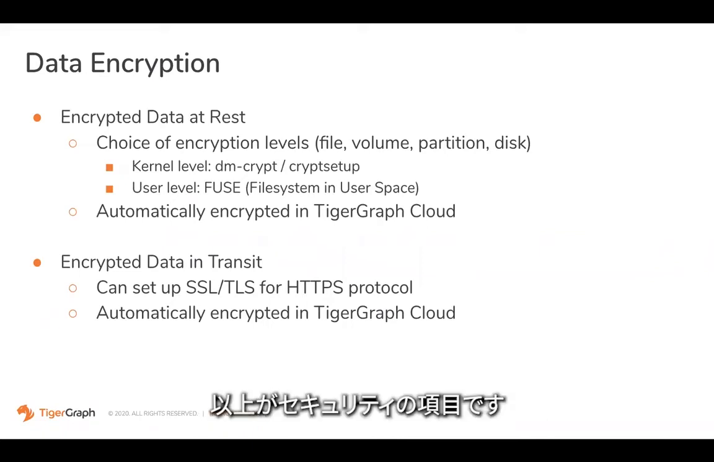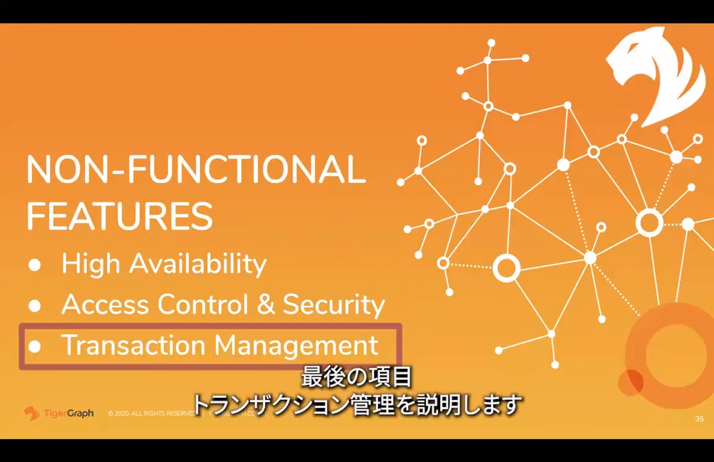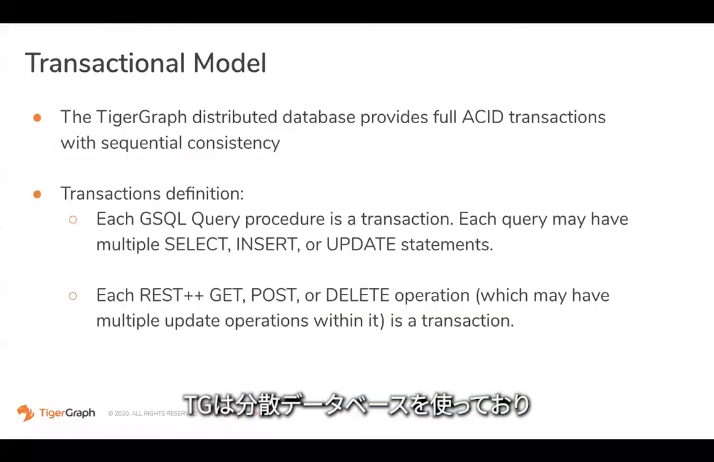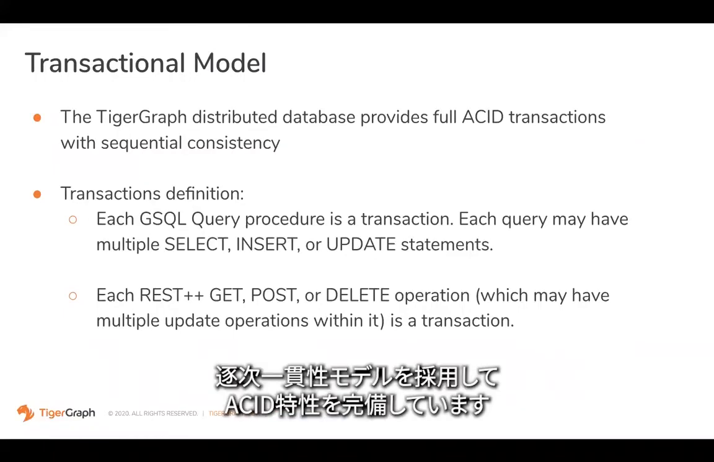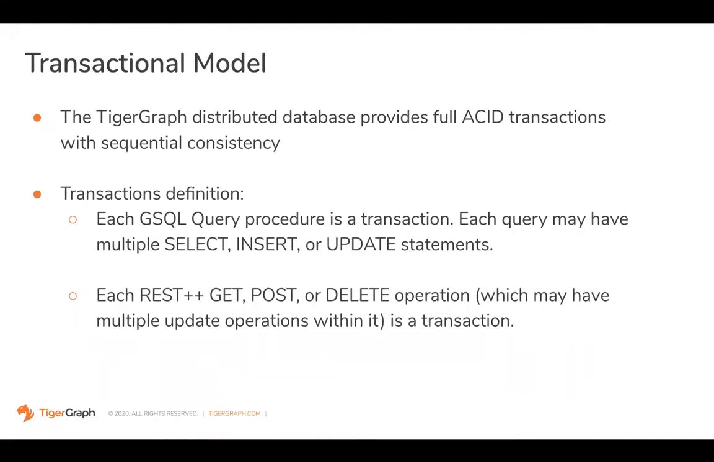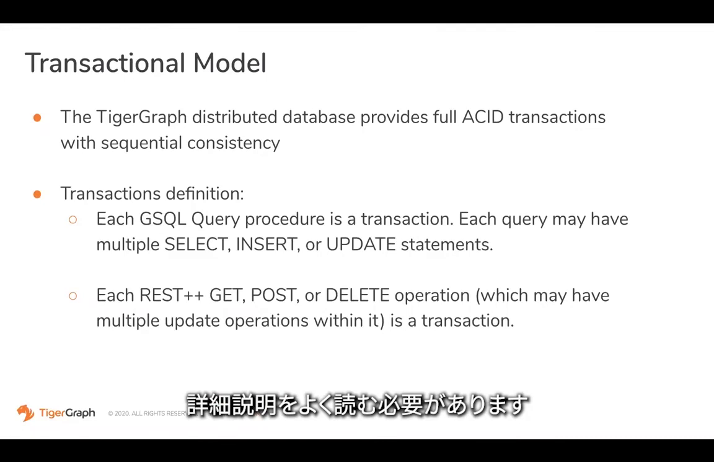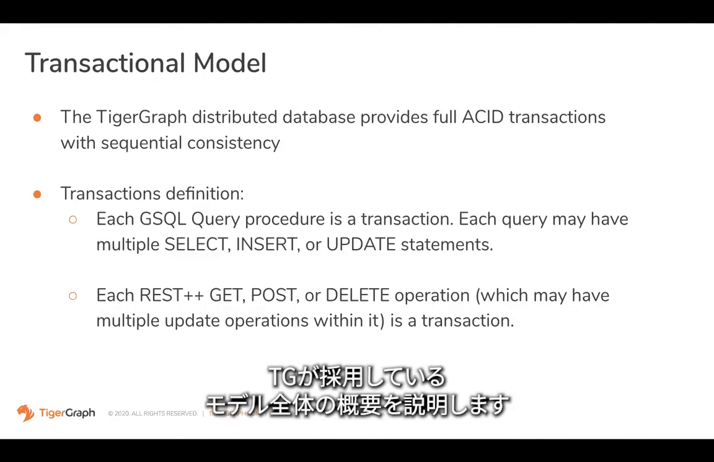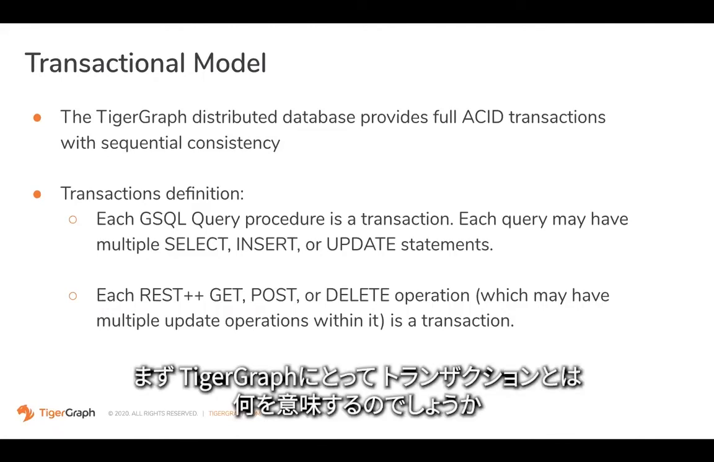And that's the security topic, and I'm going to move on to the last topic, transaction management. We are a distributed database, and we are a full ACID database using the sequential consistency model. There are a lot of different consistency models these days, so sometimes you need the fine print, and we're going to have just enough time here to give you the overview of what model we follow. So first of all, what is a transaction in TigerGraph?